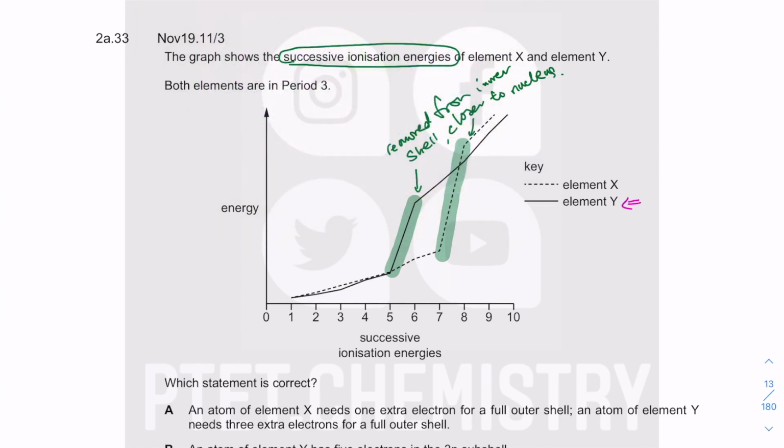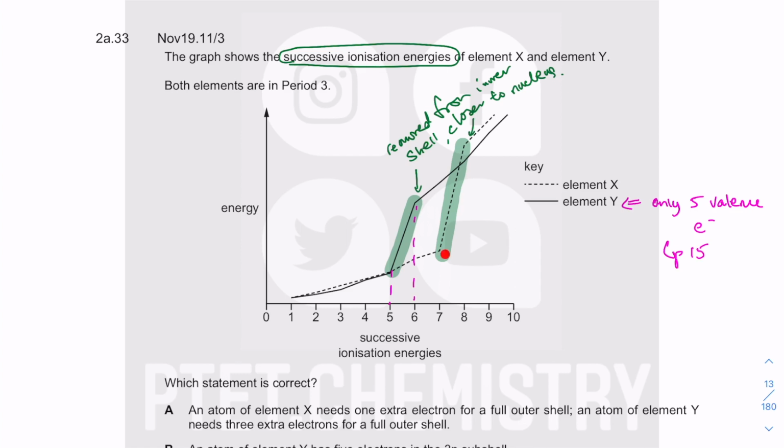Okay, so let's look at Y first. The biggest jump for Y is between the 5th and the 6th ionization energy. So the 6th electron to be removed for Y, which is the bolded line, is from the inner shell. Therefore, only 5 outermost shell electrons, or 5 valence electrons. Therefore, we're looking at group 15.